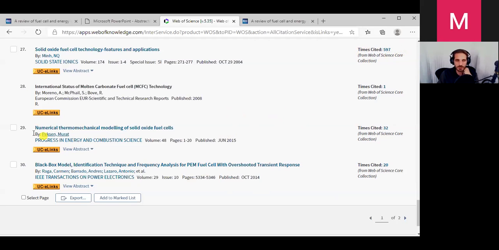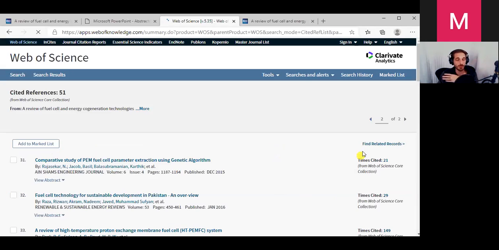I'm going to remember this one. Keep the number 29 in your mind. I think that's where we're going to go next. But let's just check page 2 of the results. Unlike Google, you should keep going through the results.